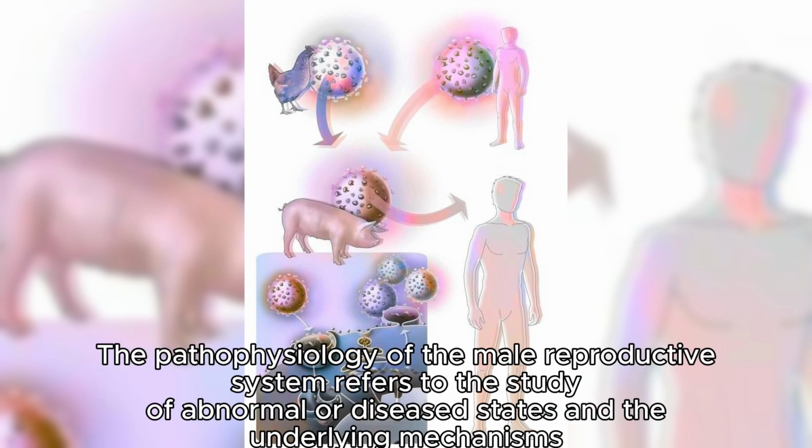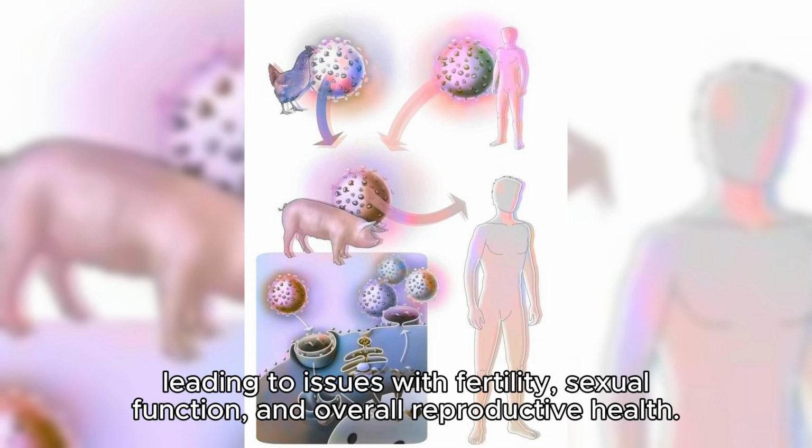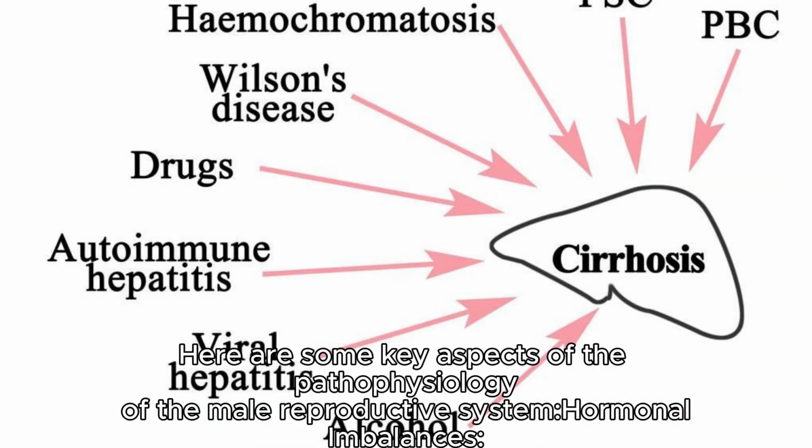The pathophysiology of the male reproductive system refers to the study of abnormal or diseased states and the underlying mechanisms that can affect the function of the male reproductive organs and processes. Various conditions can impact the male reproductive system, leading to issues with fertility, sexual function, and overall reproductive health. Here are some key aspects of the pathophysiology of the male reproductive system.